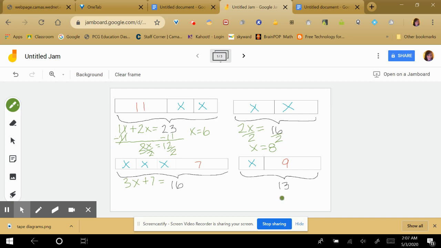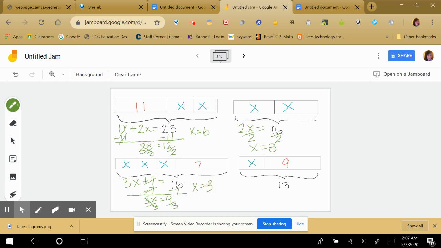Okay, so I've got this 7 here. I'm going to subtract 7 from both sides. These are going to cancel out because positive 7 and negative 7 are opposites, and that gives me a 0. So now I have 3X equals 16 minus 7, which is 9. I'm going to divide both sides by 3 because these two are multiplying. This is going to cancel out, and now I just have X equals 9 divided by 3, which is 3.